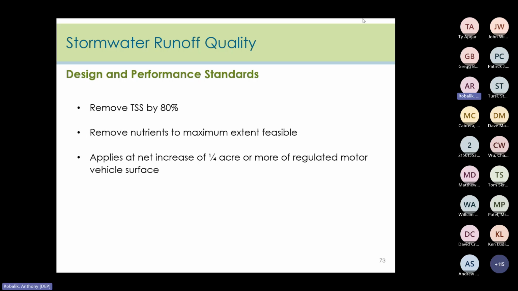For new development, the proposed design must remove 80% of the total suspended solids in stormwater runoff generated from the water quality design storm from the net increase of motor vehicle surface. And also, although there is no numerical target, the reviewer must ensure the design removes nutrients to the maximum extent feasible. And the threshold for the water quality requirement is a 1/4 acre of net increase in motor vehicle or regulated motor vehicle surface.